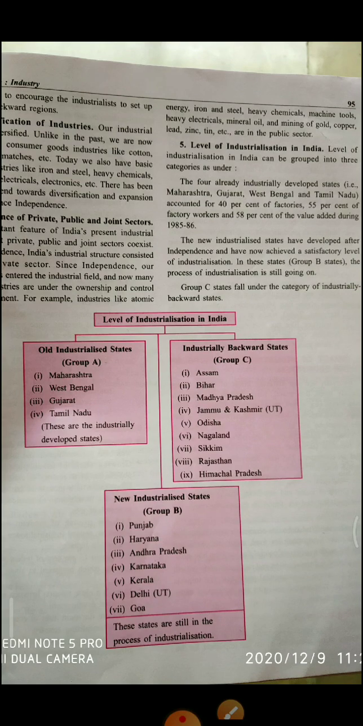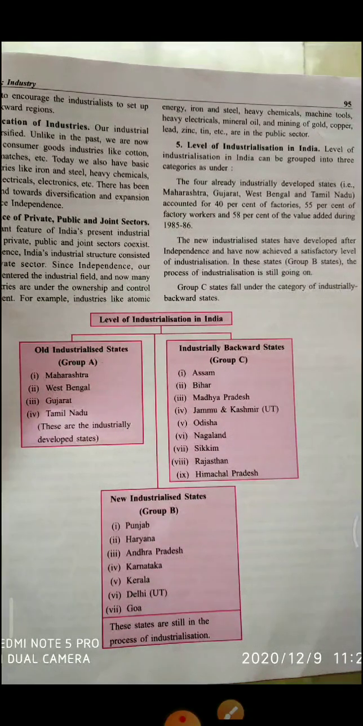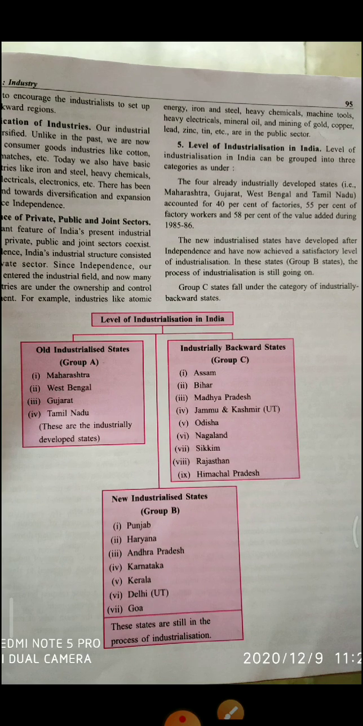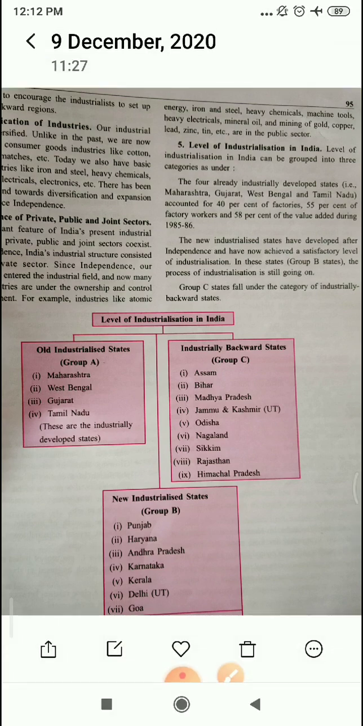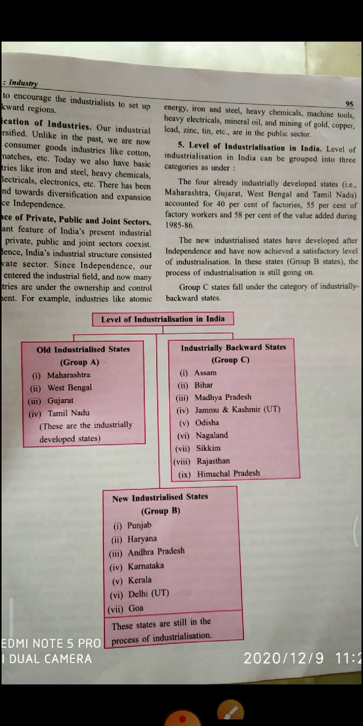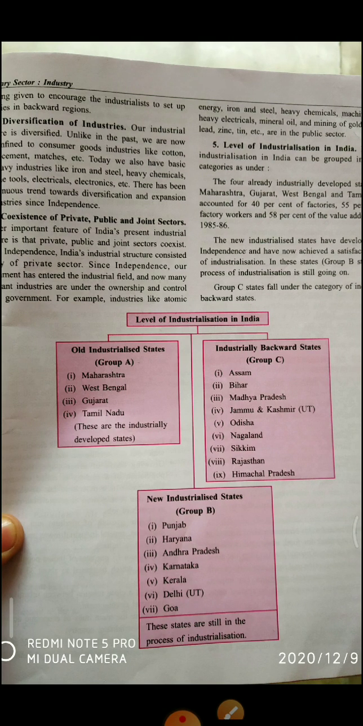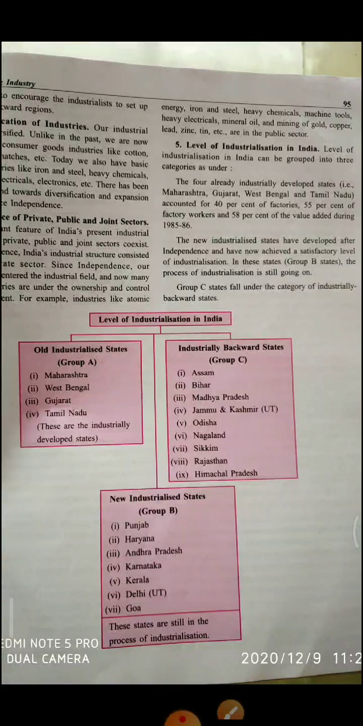Level of industrialization in India. The level of industrialization in India can be grouped into three categories. Group A: the four already industrially developed states, Maharashtra, Gujarat, West Bengal and Tamil Nadu, accounted for 40% of factories, 55% of factory workers and 58% of the value added during 1985-86. Group B: the newly industrialized states that have developed after independence and have now achieved a satisfactory level of industrialization. In these states the process of industrial development is going on. Group C states fall under the category of industrially backward states.